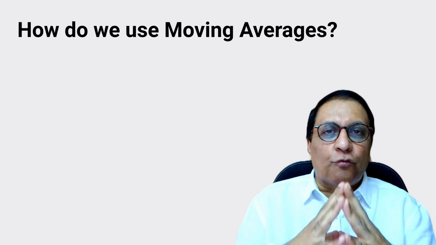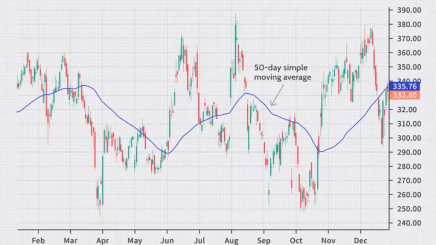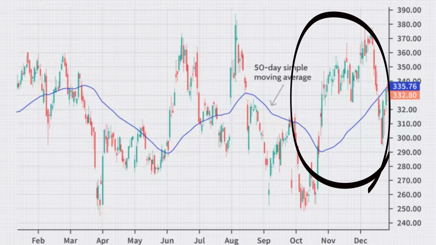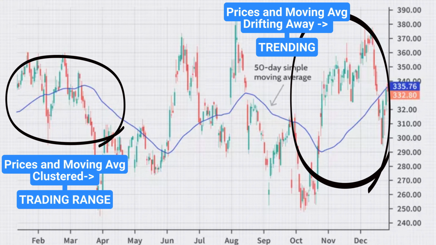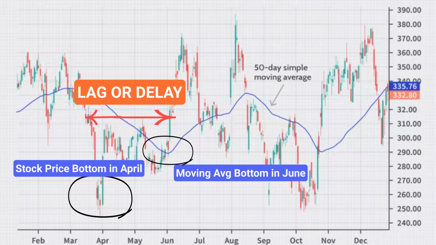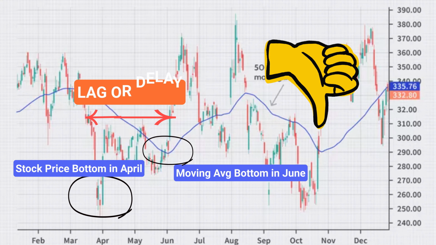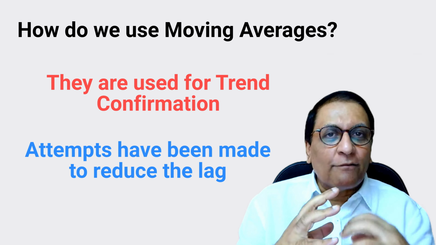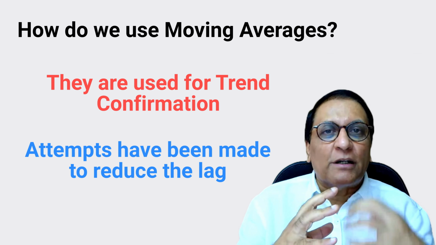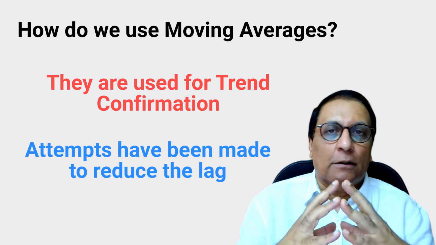Normally, they are used for trend confirmation. If prices are pulling away from a moving average, the asset is trending. If they are clustered around a moving average, the asset is in a trading range. The lag of a moving average is the bane of the moving average. It is the negative point of a moving average. And major attempts have been made by people all around the world to reduce the lag so that moving averages can follow the movement of the prices as accurately as possible.